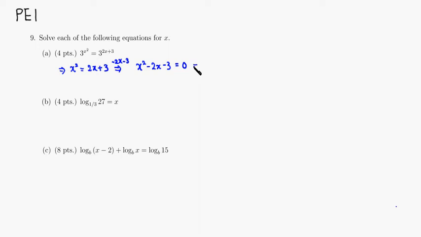So we can factor this out as x plus 1 and x minus 3 is equal to 0. Therefore we end up getting x equal to -1 and a positive 3. So those are the x values.